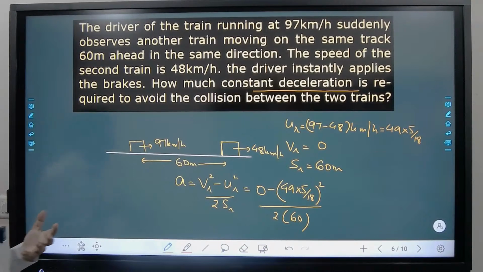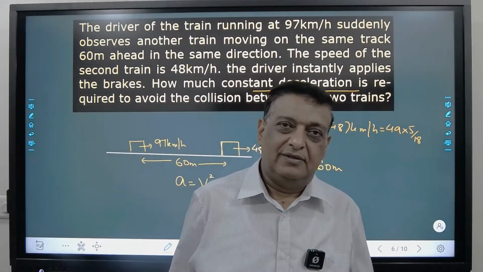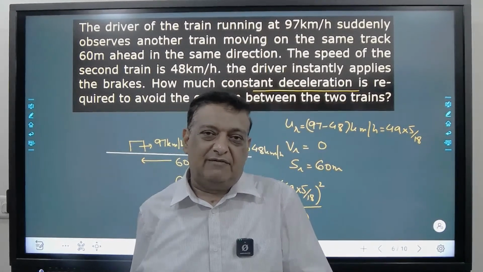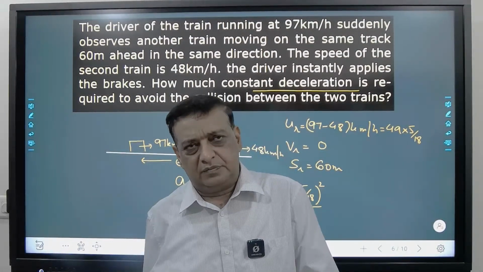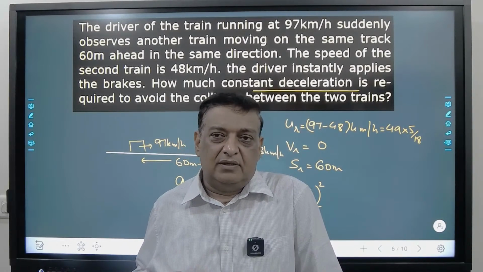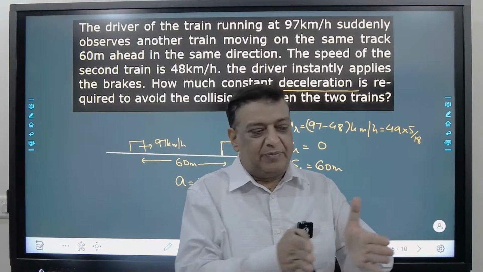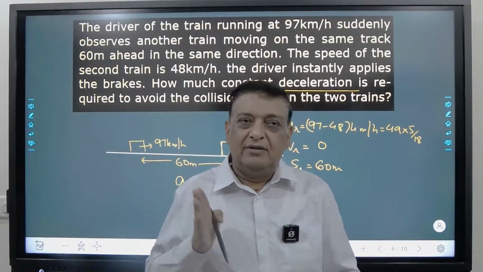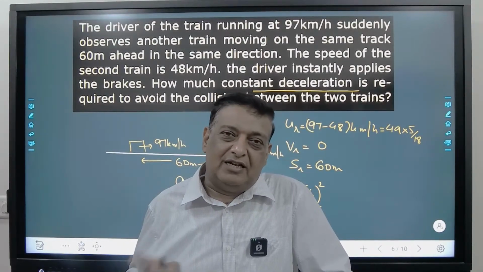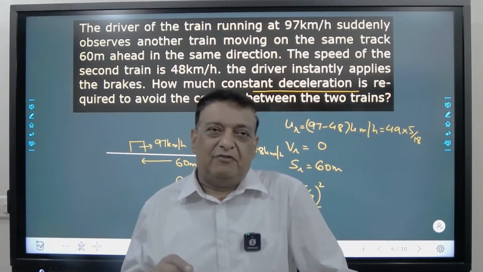So whenever two bodies are moving in the same direction, always try to use the relative concepts. Initial relative velocity is given, substitute the final relative velocity and then you can find the answer. And you never have to stop the train behind. If the train in front is moving at 48, the train behind will also become 48, so they will start moving parallel to each other. They will not collide. So you don't have to stop the train which is moving faster. You just have to reduce the relative velocity to 0. So initially they are having a relative velocity of 49 and finally it reduces to 0.